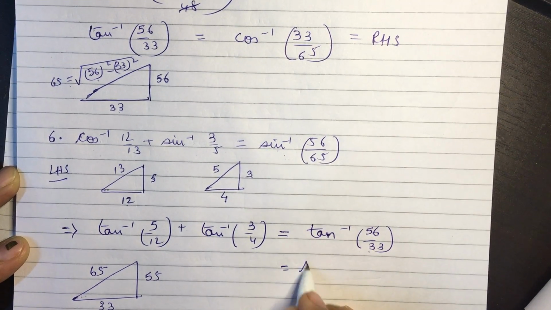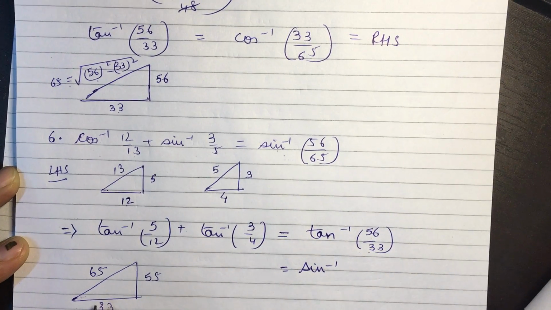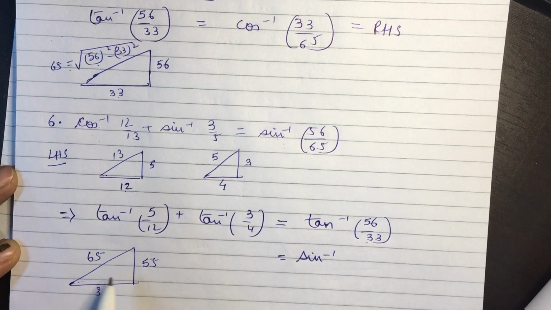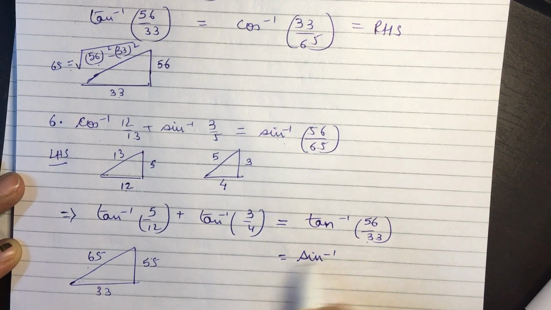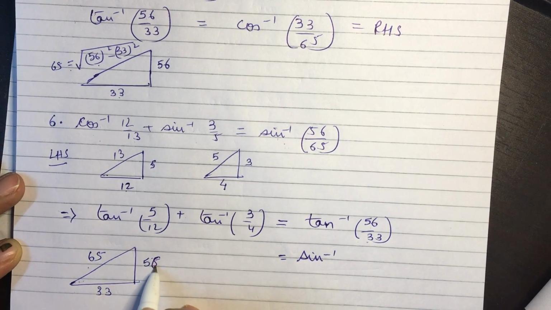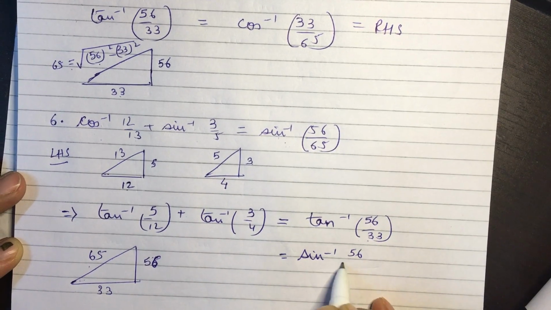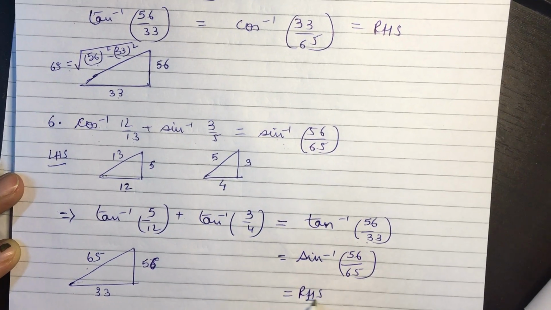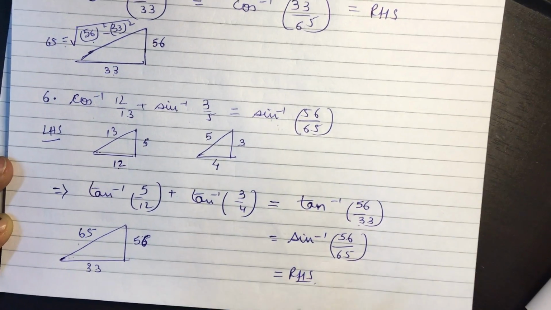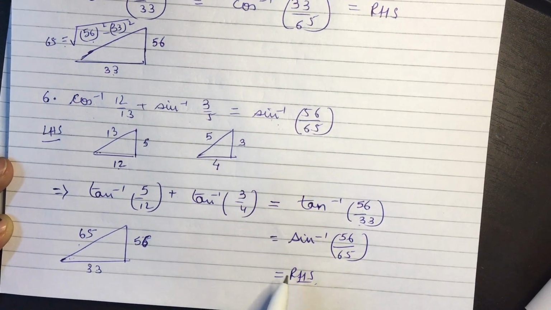inverse. So this is equal to sin inverse. Sin inverse will involve opposite side and hypotenuse. So you have 56 over 65, which is the right hand side. In this manner you can try all questions of this kind.